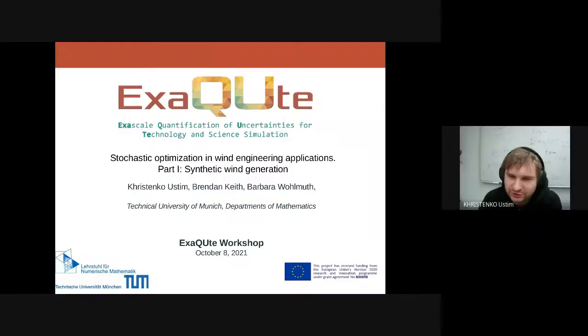Stochastic optimization in wind engineering application. So we divided this package in two parts. First, I present a synthetic wind generator, and then Anoop will continue with optimization.